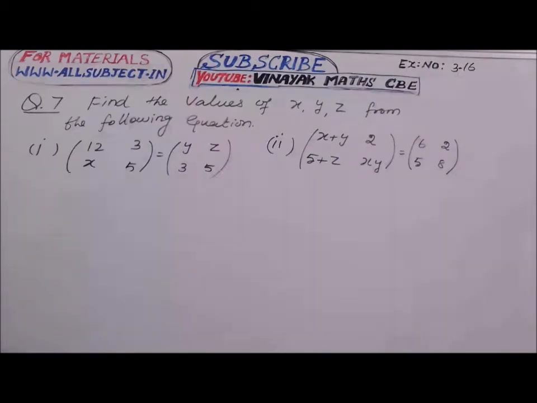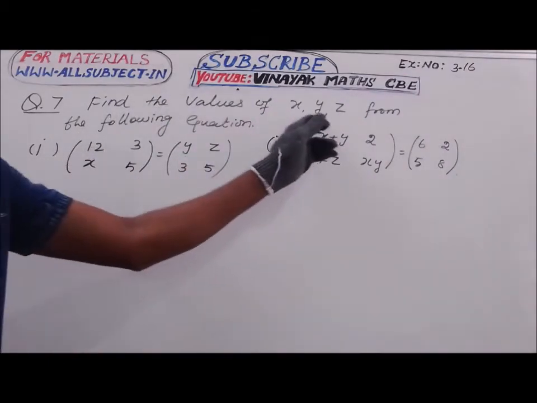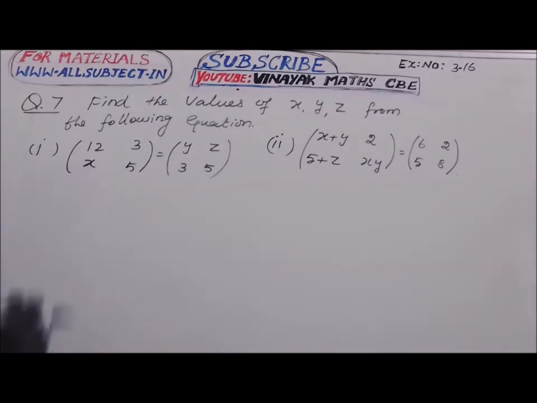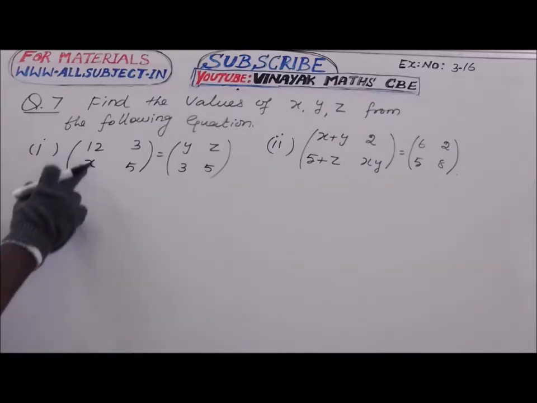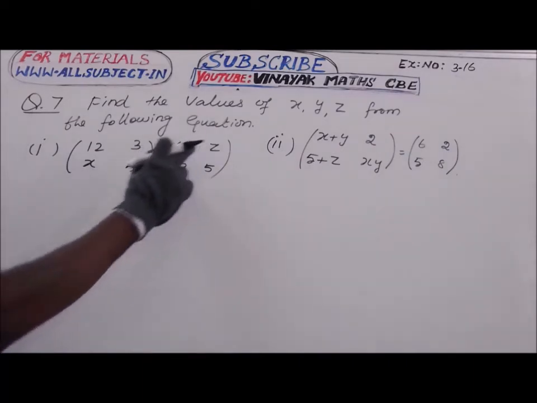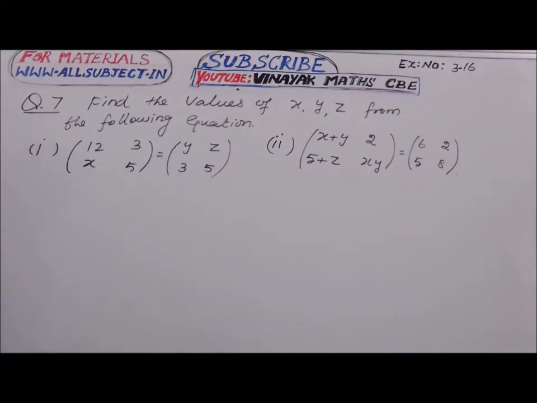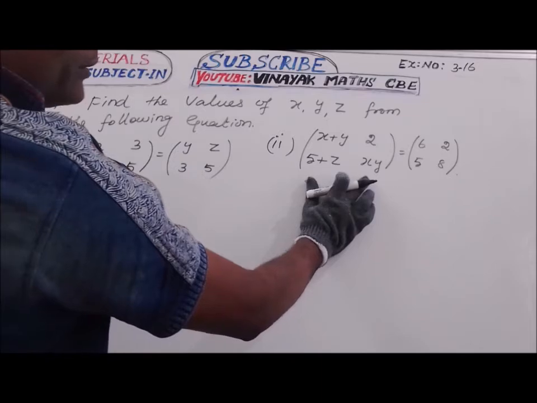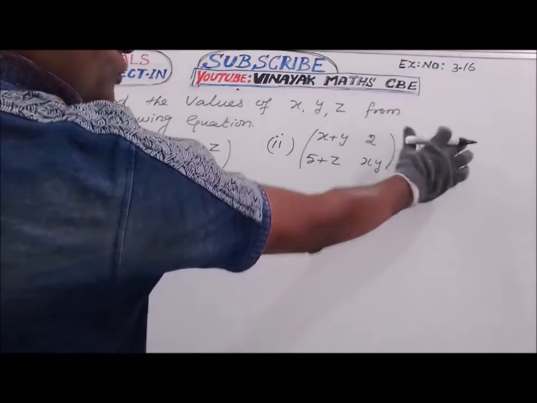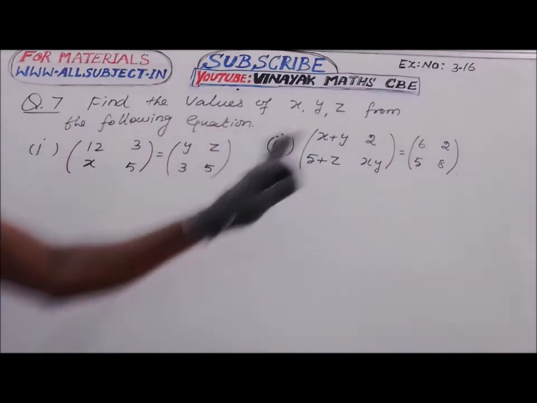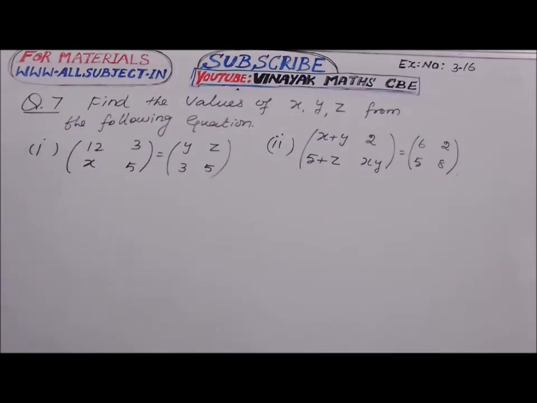Question number 7. Find the values of x, y, z from the following equations. First one: the matrix 12, 3, x, 5 is equal to the matrix y, z, 3, 5. We need to find x, y, z. And the second subdivision is given as the matrix x plus y, 2, 5 plus z, xy, the product of x and y, equal to the matrix 6, 2, 5, 8. We need to find the values of x, y, z for the given matrix equations.